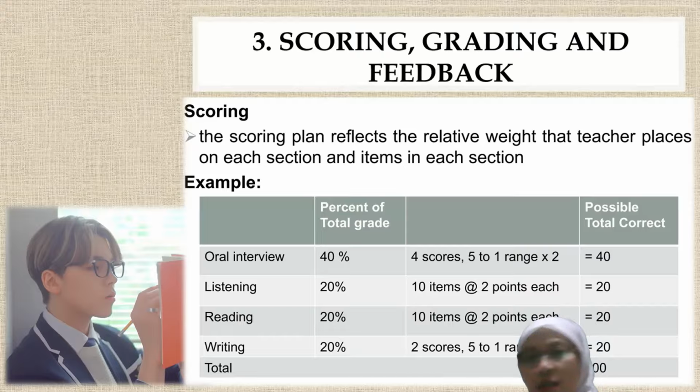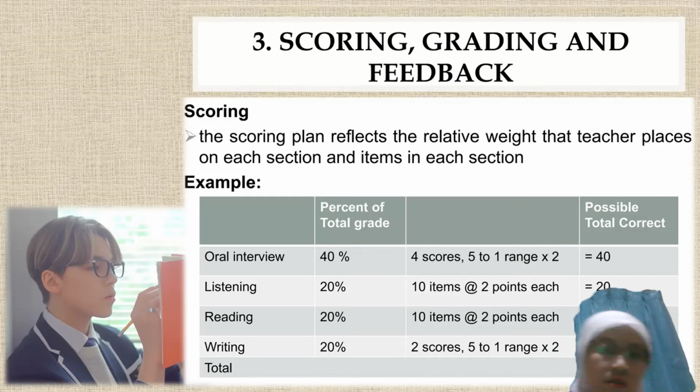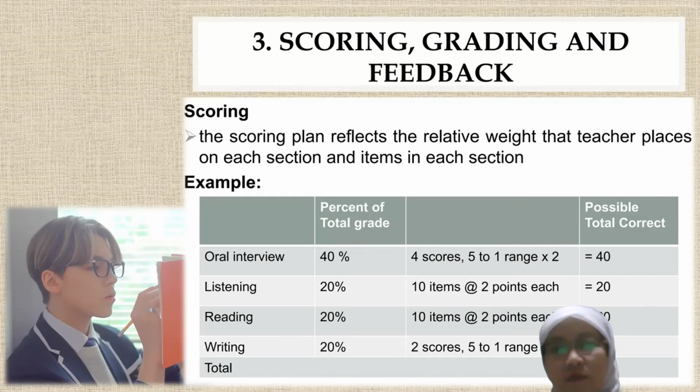Nah, writing, misalnya writing paragraph, or writing sentences, atau paragraf yang terdiri dari 5 kalimat, masing-masing bobot. Oh, sorry. Writing, misalnya nulis 2 paragraf. Masing-masing paragraf nilainya 5. Jadi ini 5 sampai nanti dikali 2. Jadi ya bobotnya seperti ini.